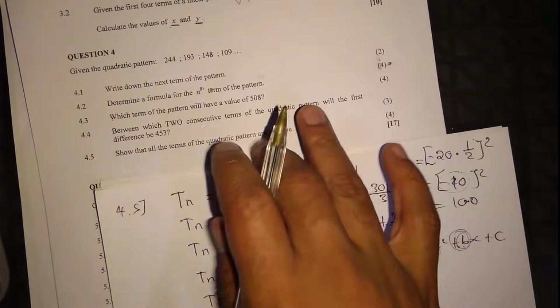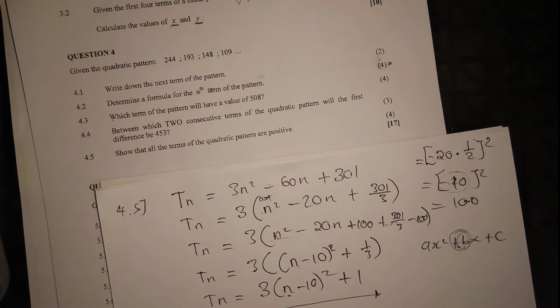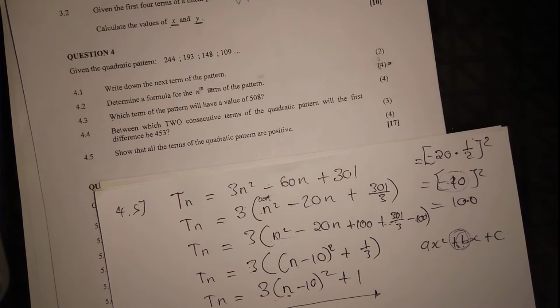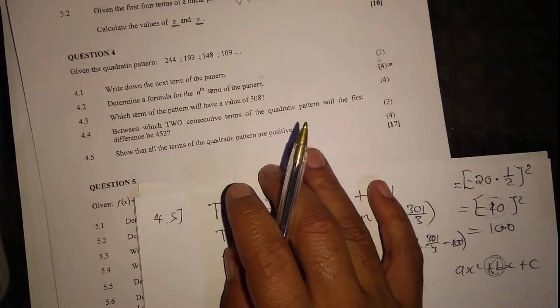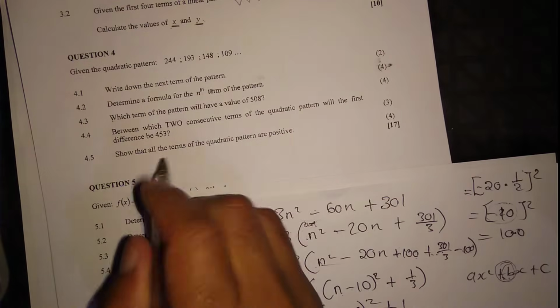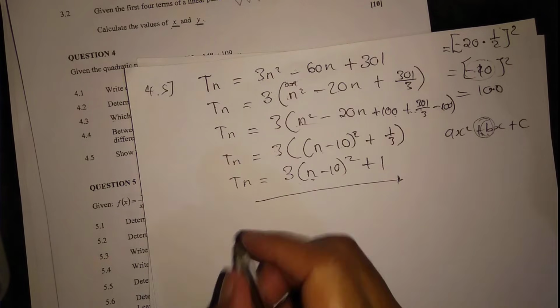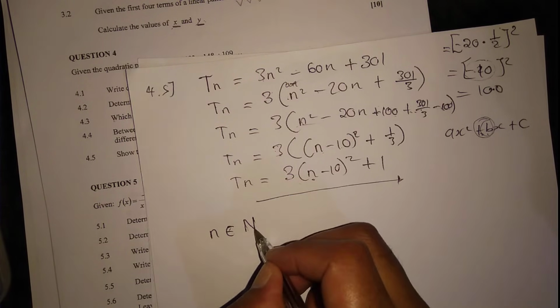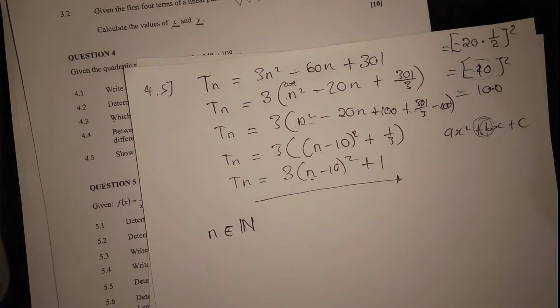Remember on the previous question we had to calculate n. We calculated the value of n, and we saw that n is a natural number, for example 4.5, so that all the terms of the quadratic pattern are positive. So this bracket will help us a lot to answer this question. n is an element of natural numbers, n is always a natural number.